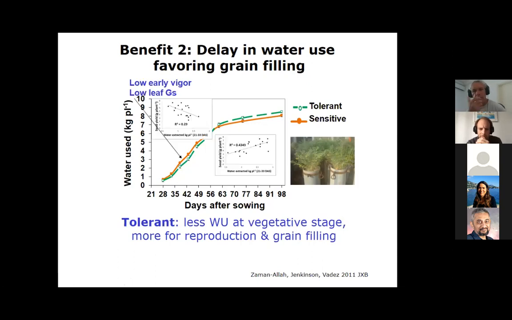And if you play a little bit with the data to do regression analysis, if we plot the water use here and plot it against grain yield, we've got a negative relation. If we plot the water use around that stage, plot it against grain yield, we've got a positive relationship. So in other words, the plants that save water at an early stage have more water left for the rest of the cycle, increase their yield because they better fill their grain. So it's a big second benefit.